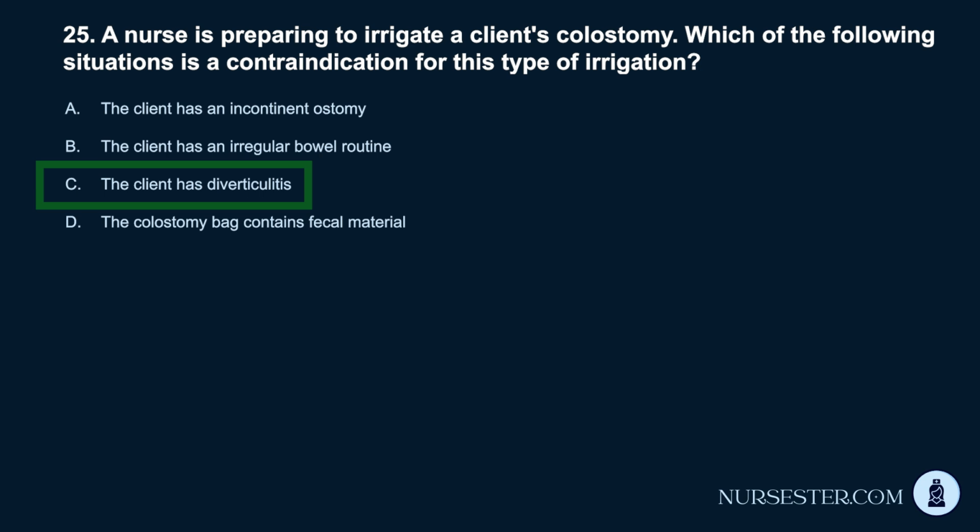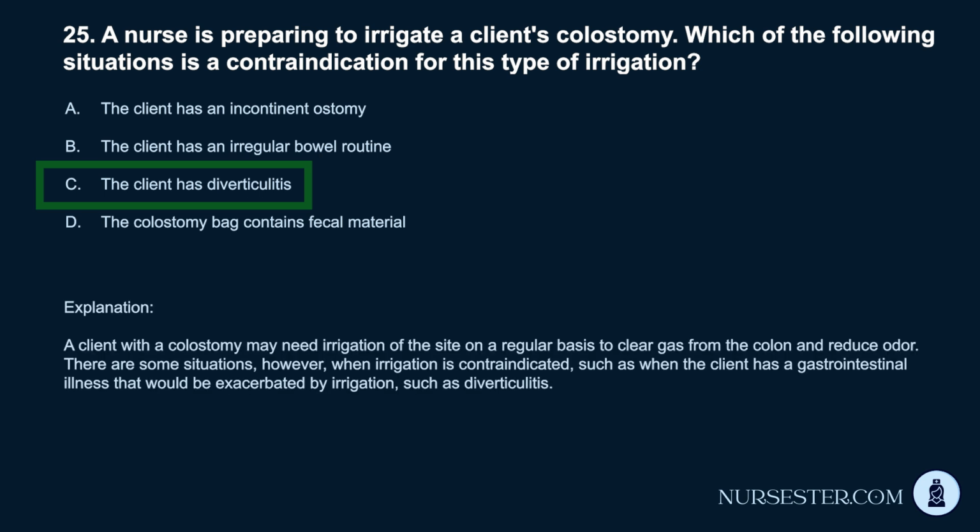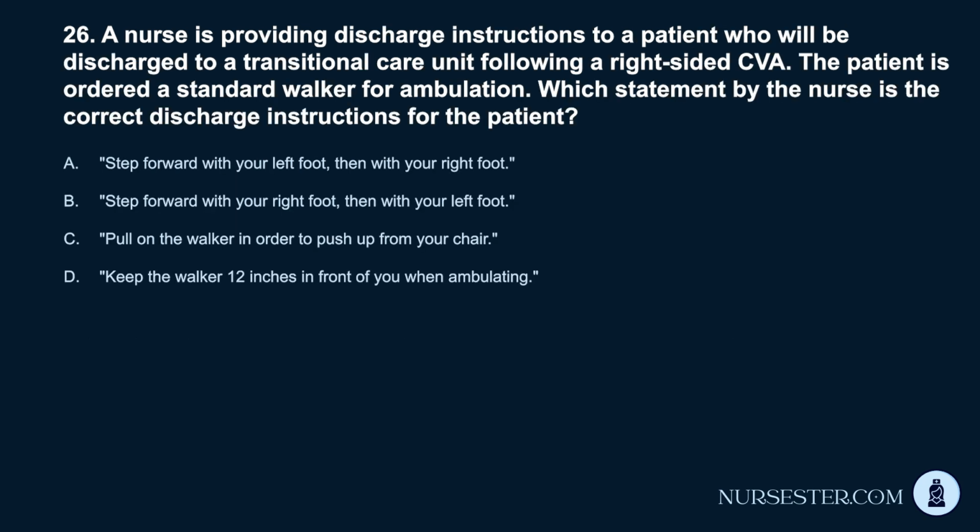Correct answer, C. The client has diverticulitis. A client with a colostomy may need irrigation of the site on a regular basis to clear gas from the colon and reduce odor. There are some situations, however, when irrigation is contraindicated, such as when the client has a gastrointestinal illness that would be exacerbated by irrigation, such as diverticulitis.